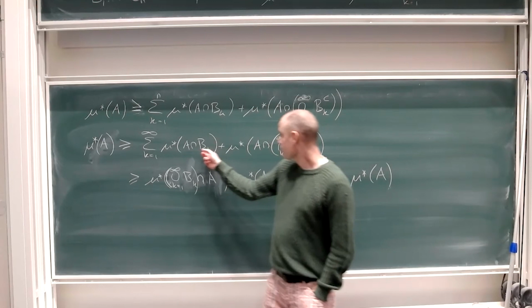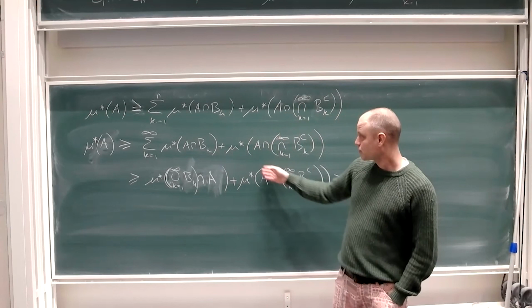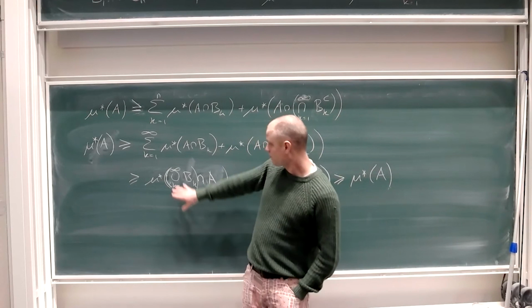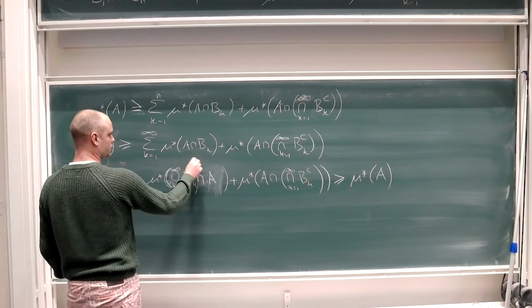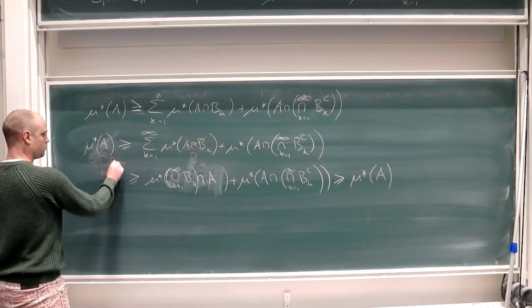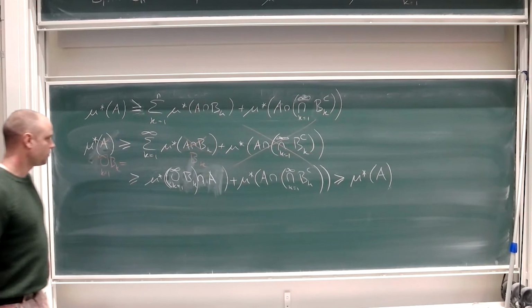Here I get the void set, because I have the infinite union and its complement. So at the end of the day, for this set, we can put the infinite union, k going from 1 to infinity, and get equality. And then here, instead of this, I get my B_k. You throw away this one as well.